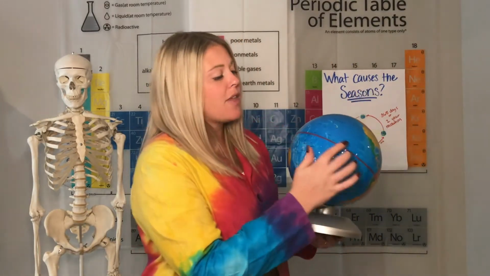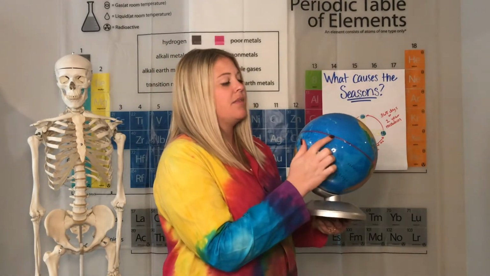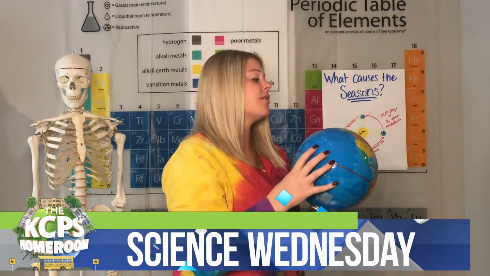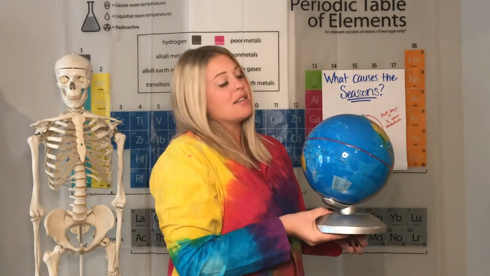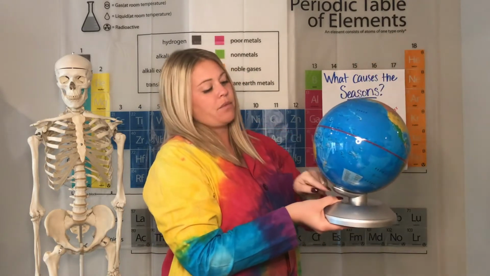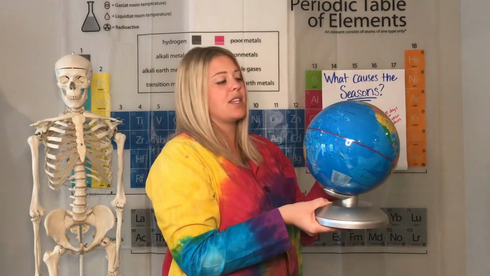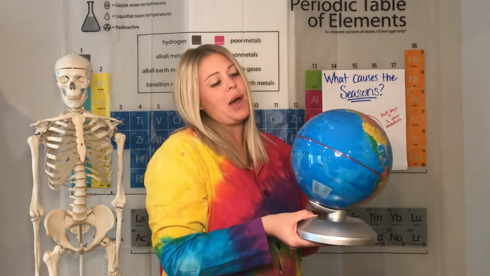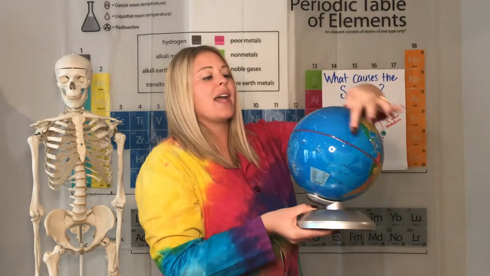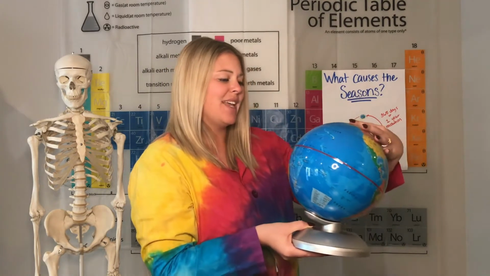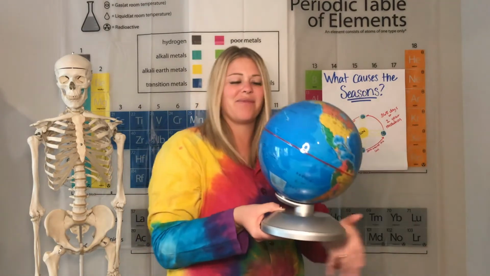So here I have my globe. Remember, we have the equator that runs as that red line around the horizontal center of the Earth. And we have our axis, that's the imaginary line that runs through the North Pole, through the South Pole, the center of the Earth. Now, we also learned last week about why this red line, the equator that runs through the center of the Earth, is diagonal.